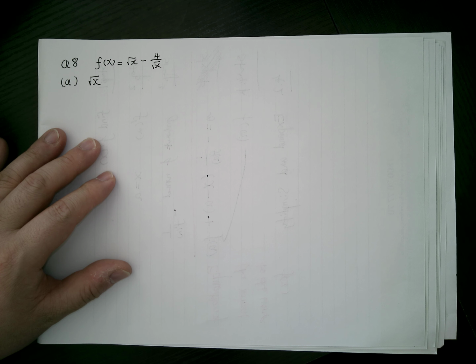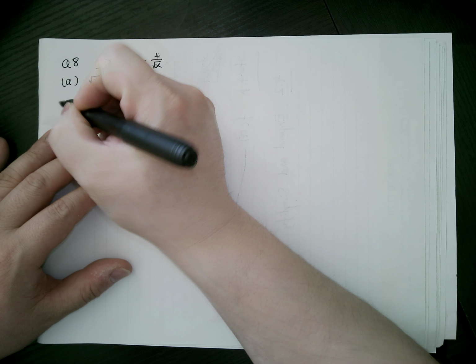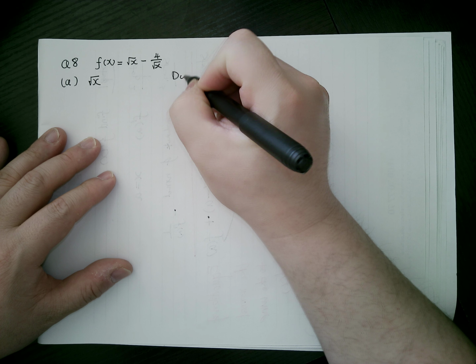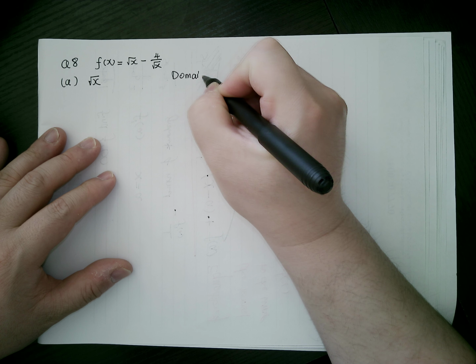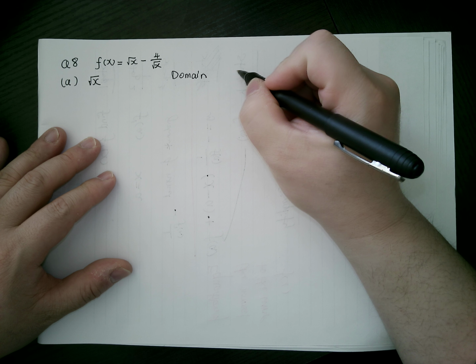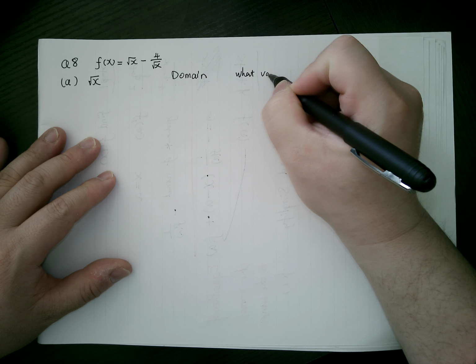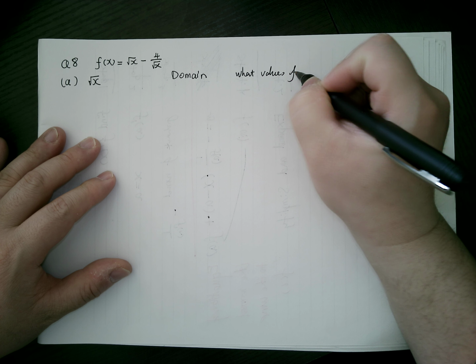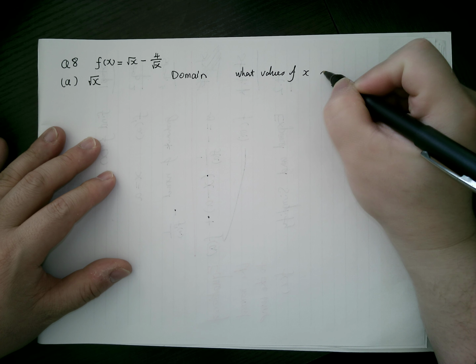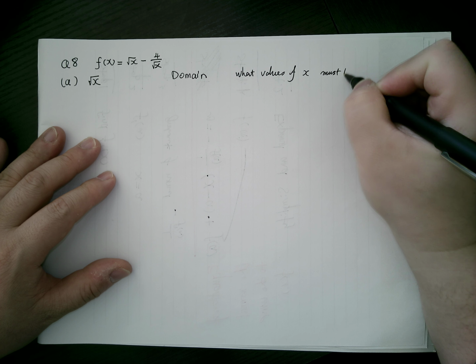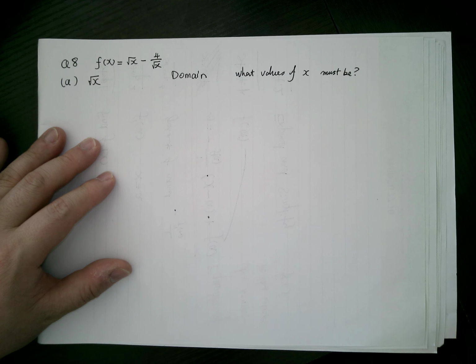All right, we're going to look at question 8 first. Now, first thing is we're looking for the domain. So what is a domain? The domain is where, what values of x must be.